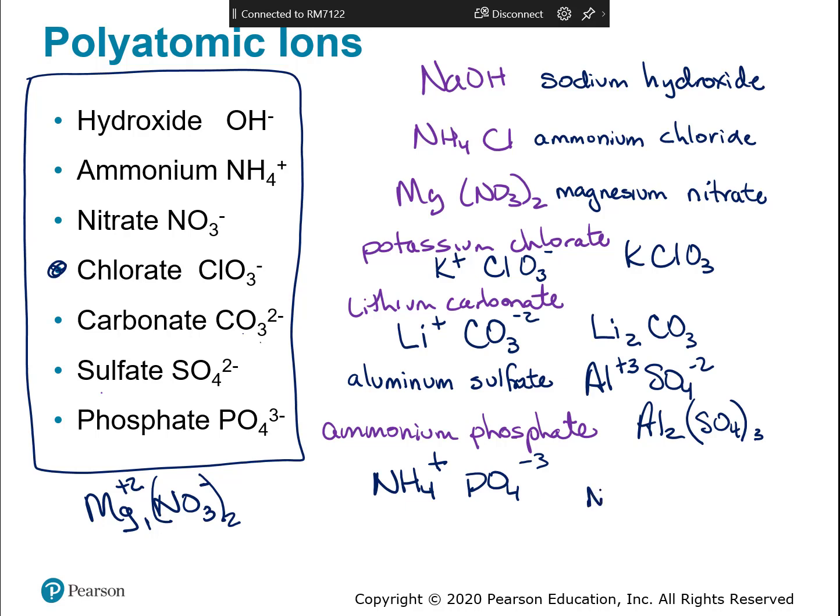NH4 will need the parentheses because what goes on the outside? The 3. And then the PO4, do I have to use parentheses for it? No, because see how the +1 of ammonium means that I'm only going to have one phosphate. So PO4 would just be a 1. So you only have to use parentheses if there's more than one polyatomic.